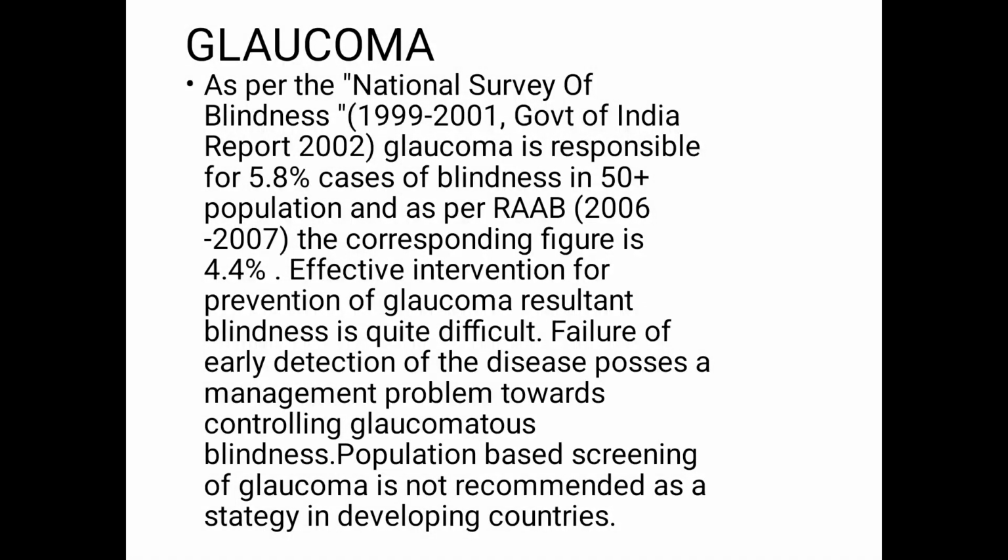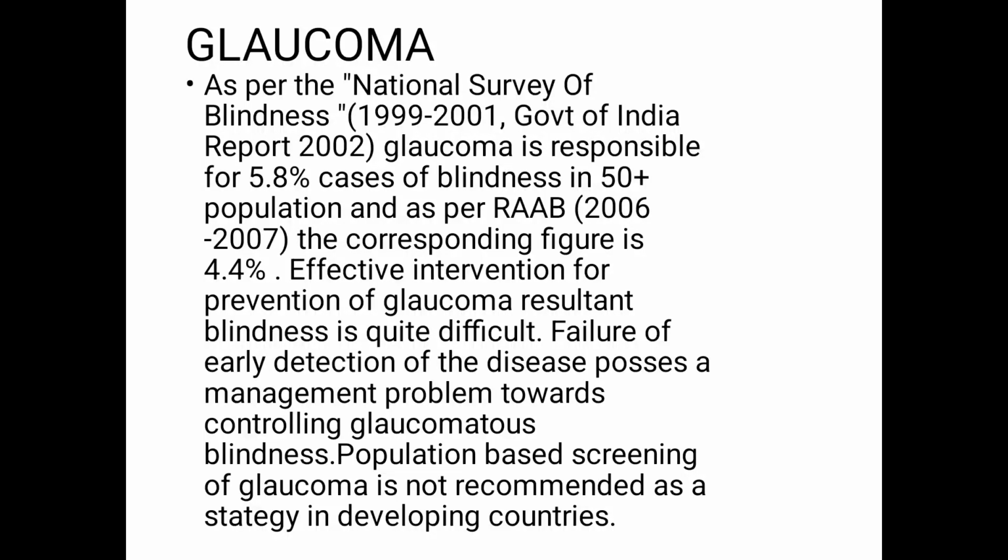As per the National Survey of Blindness in 1999 and 2001, the Government of India reported in 2002 that glaucoma is responsible for 5.8% of the blindness in the 50-plus population. As per the RAAB in 2006 and 2007, the corresponding figure is 4.4%. Effective intervention for the prevention of glaucoma-resultant blindness is quite difficult. Failure of early detection of the disease poses a management problem towards controlling glaucomatous blindness. Population-based screening of glaucoma is not recommended as a strategy in developing countries.